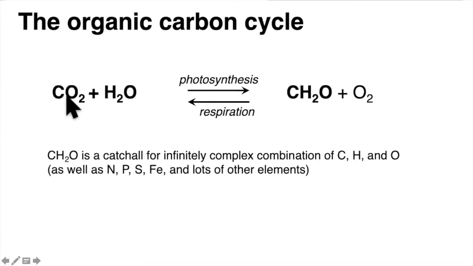The first is the combination of CO2 and water through photosynthesis to create CH2O, which is just a simplified version of the equation for biomass. If you remember the equation for glucose, C6H12O6, this is just that divided by 6. This is a very simple representation of organic matter. It's not totally accurate. And in truth, there's really an infinite combination of not only these 3 elements, but also other elements that we associate with biomass: nitrogen, phosphorus, sulfur, iron, and lots of other elements too.